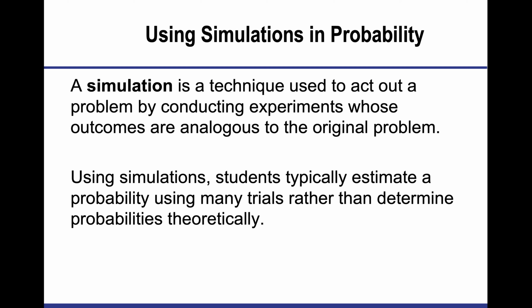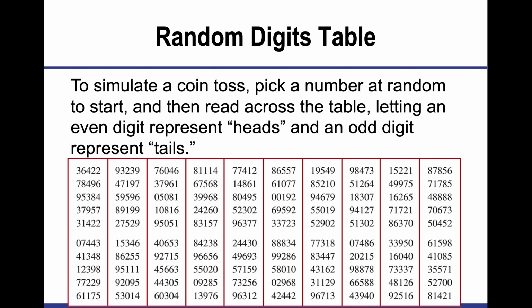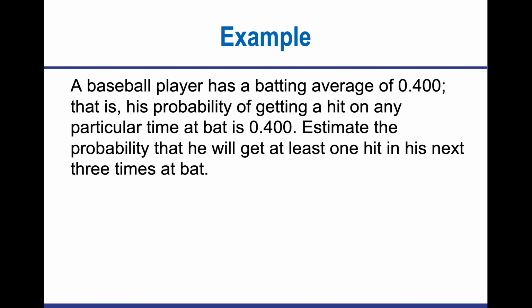Using simulations, we can typically estimate a probability using mini trials rather than just using theoretical probability, which we know isn't perfect. There's something called a random digits table. The digits in this table form a list of digits selected at random by a computer or a calculator. This is a sample one that you can utilize. To simulate a coin toss, you pick a number at random to start and then read across the table, letting even digits represent heads and odd digits represent tails.